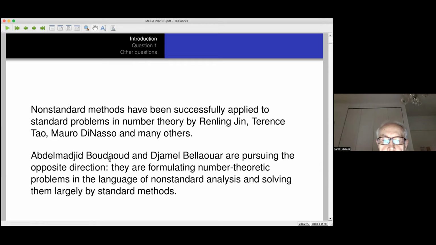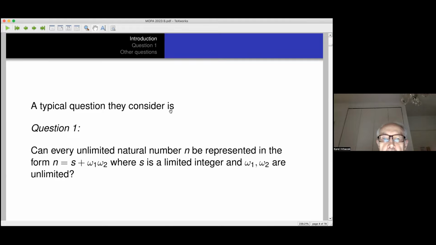And here is an example of a typical problem, perhaps the main question they consider. Can every unlimited natural number n be represented in the form s plus omega 1 omega 2, where s is a limited integer and omega 1 and omega 2 are unlimited? So first of all, limited means the same as standard or finite. Unlimited means the same as non-standard or infinite integer. I use this terminology as a carryover from non-standard analysis, where for reals unlimited is not the same as non-standard, but for integers it is the same thing. So intuitively, this question asks whether a large natural number is close to a product of two large natural numbers.